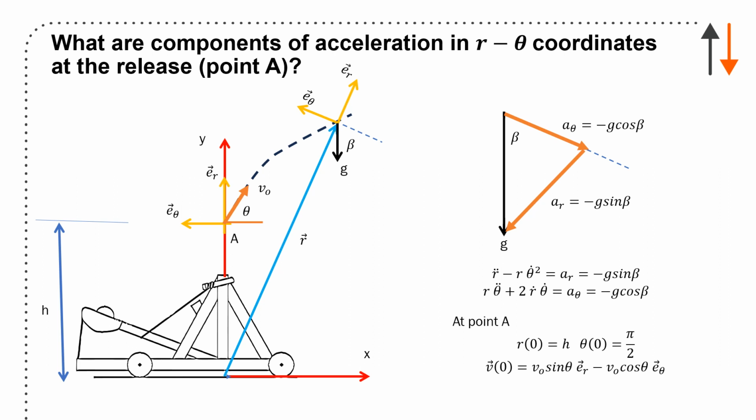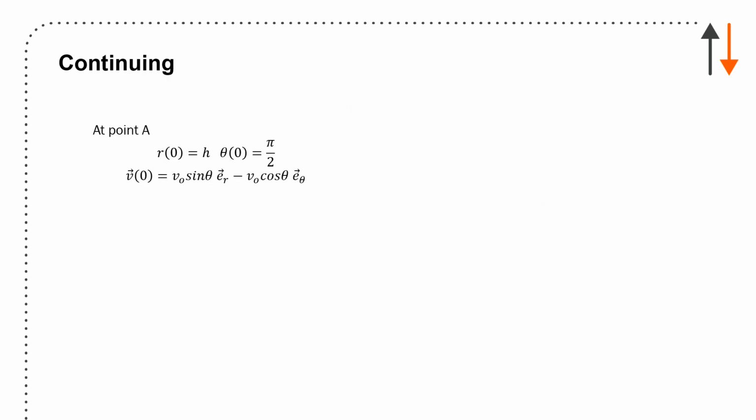So I'm using definitions on the left-hand side, which we've derived and which arise out of these unit vector derivatives. And at point A, the way I've defined everything, r at 0 is equal to h, the height. Theta at 0 is equal to pi over 2. V naught is equal to V naught sin theta e_r minus V naught cos theta e_theta. So taking those values and putting them in, I know that v at 0 is equal to r dot e_r minus r theta dot e_theta.